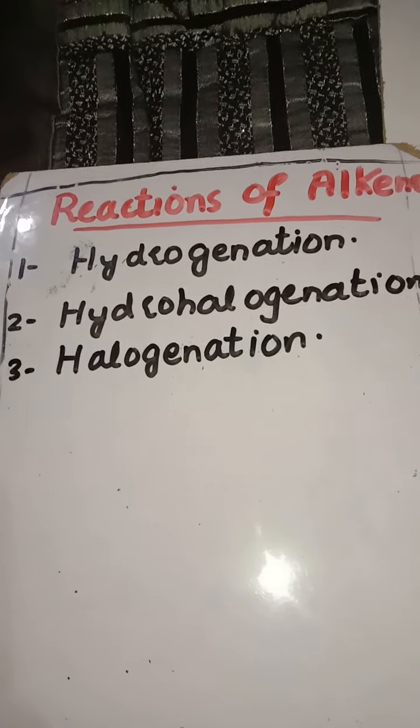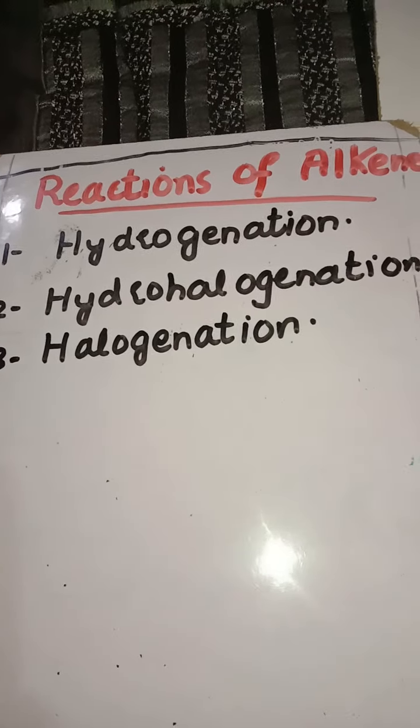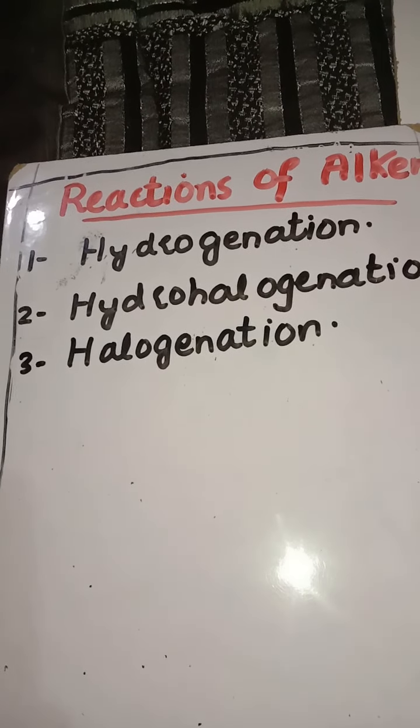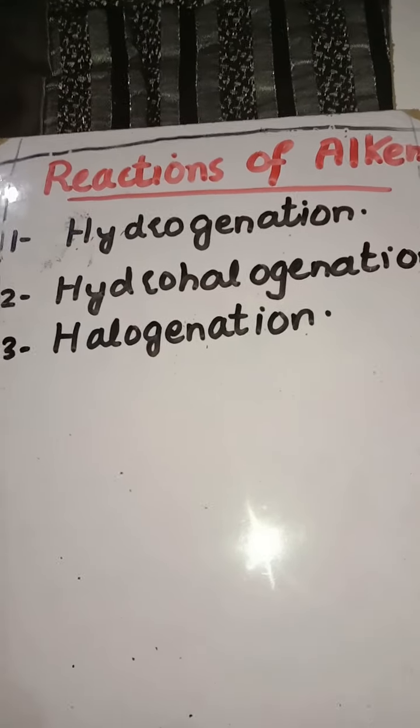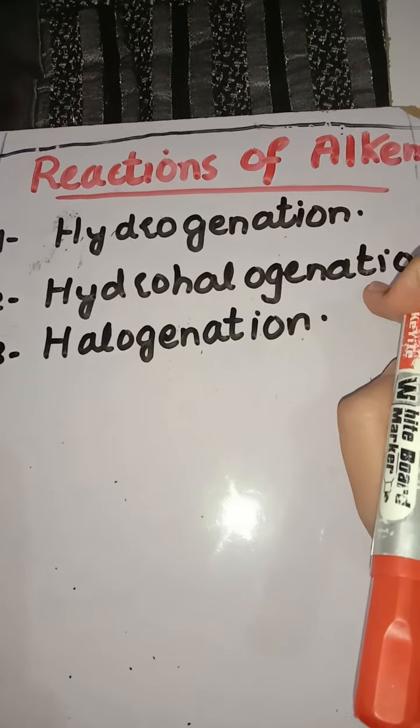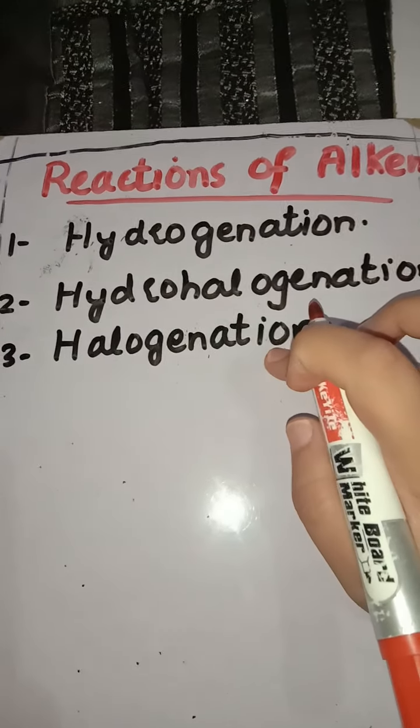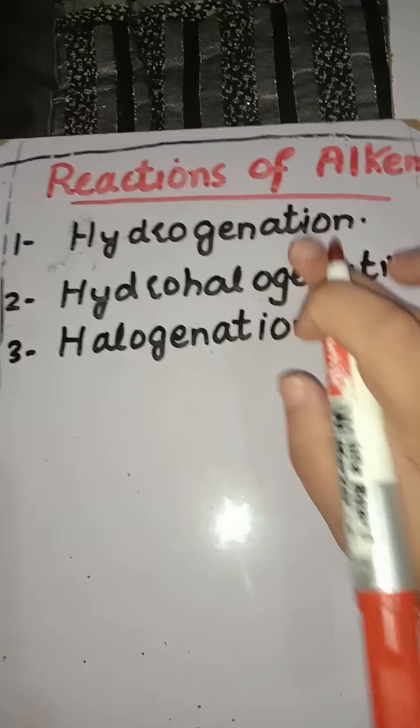Today we will study the reactions of alkenes. There are many different reactions of alkenes, but in this video we will study only three reactions. The first is hydrogenation, the second is hydrohalogenation, and the third is halogenation. So, moving toward our first reaction, which is hydrogenation.